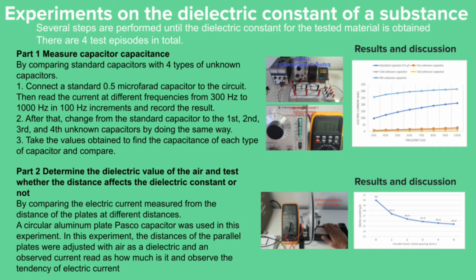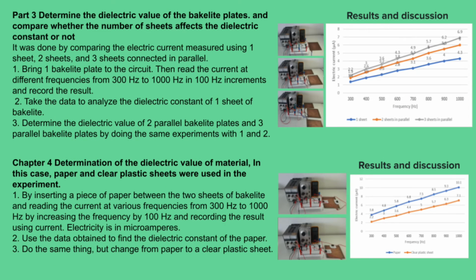Part 2. Determine the dielectric value of the air and test whether the distance affects the dielectric constant or not. And this is the experiment procedure of Part 2. Part 3. Determine the dielectric value of the bakelite plate and compare whether the number of sheets affects the dielectric constant or not. And this is the experiment procedure of Part 3.